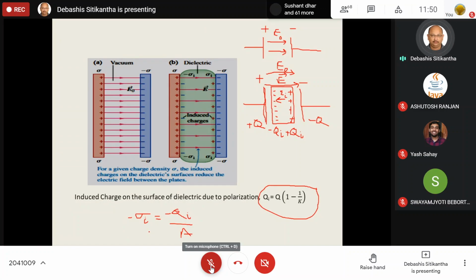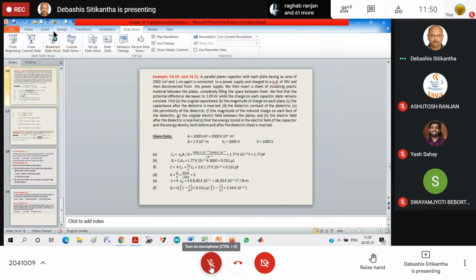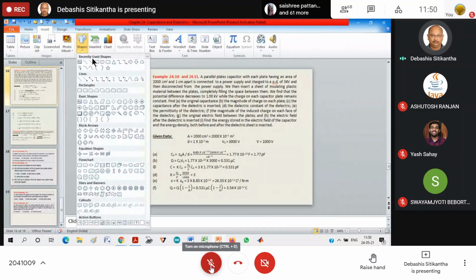So there is a problem on this as well. We'll solve it now. Okay. So now we are coming to a problem. Whatever we have studied till now, everything will be utilized to solve this problem. We have learned about the parallel plate capacitor, the expressions, the energy density, the energy stored inside the capacitor, dielectric constant, everything. Now we will solve a problem. Okay. Before solving the problem, you have to give it a try.